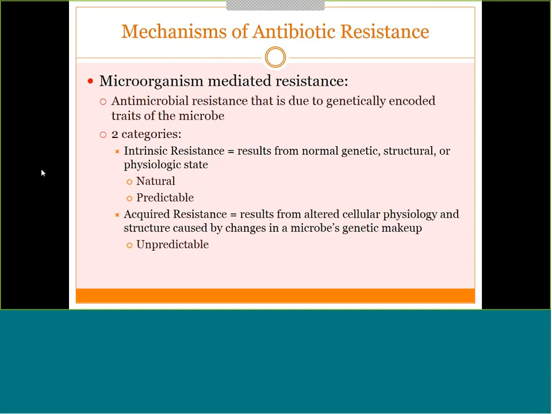And then microorganism-mediated resistance. There are two categories here, intrinsic and acquired. Intrinsic resistance results from a normal genetic, structural, physiological state. Acquired resistance results from altered cell physiology and structure. So basically kind of like a mutation, if you will, more unpredictable.